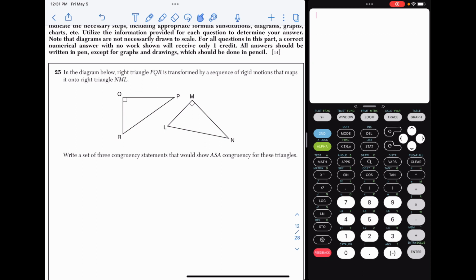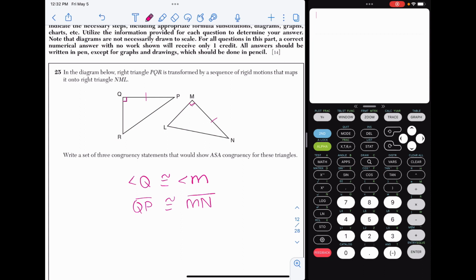There's actually a couple right answers that we could get here, but I'm going to start off using angle Q and angle M. Those are marked off already in my picture, so I'm going to say we must know those are congruent. That takes care of the first angle. Now I need a side, so I'm going to say that QP is congruent to MN. And now we need another angle.